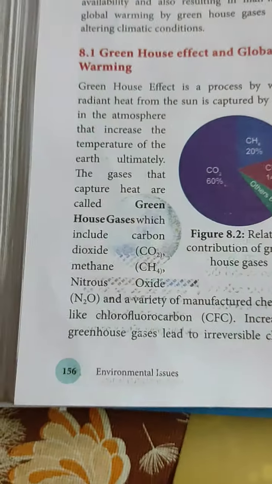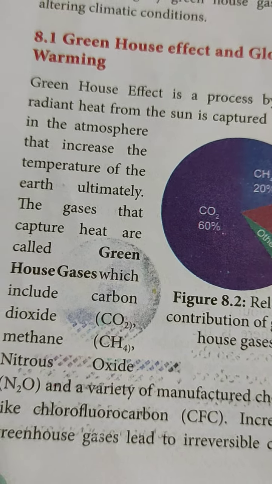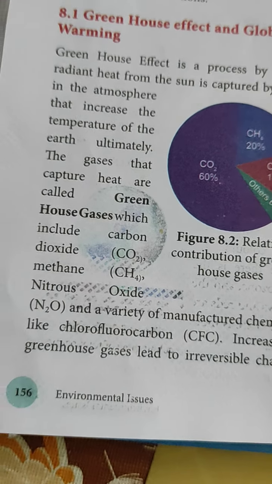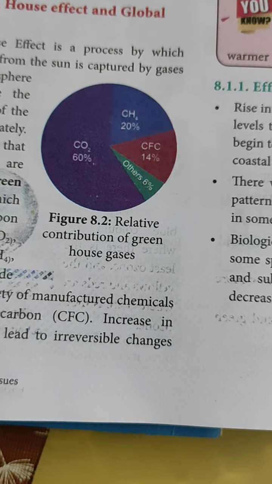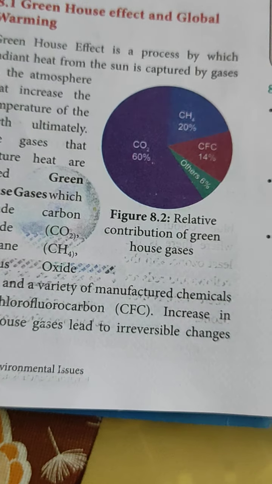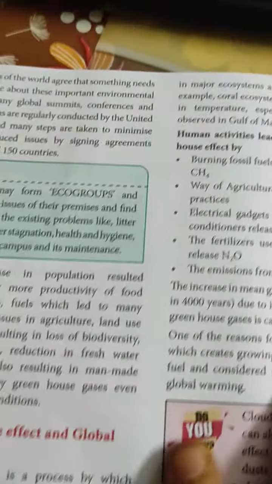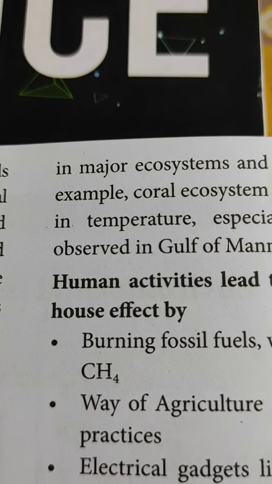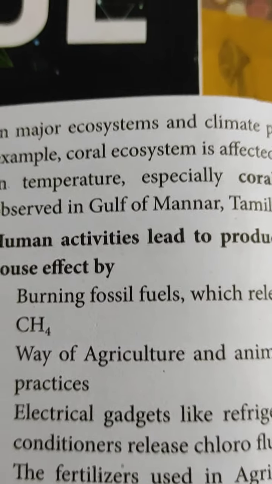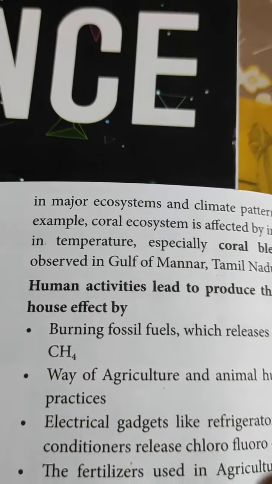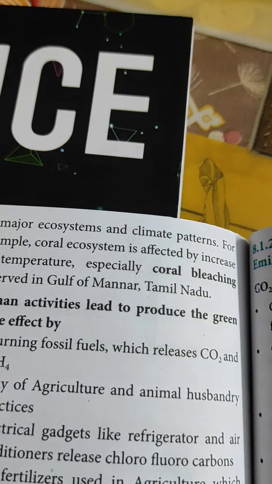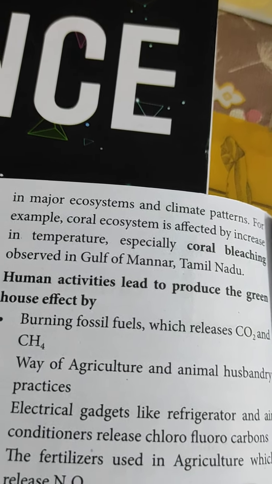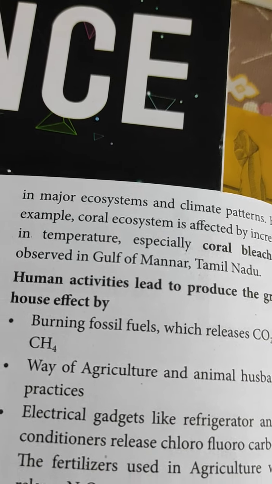What are the gases capturing the heat? They are carbon dioxide, methane, CH4, nitrous oxide and a variety of manufactured chemicals like chlorofluorocarbon, CFC. Increase in greenhouse gases leads to irreversible changes in major ecosystems and climate patterns. Once it is changing, it is very difficult to bring them back to the normal condition. For example, coral ecosystem is affected by increase in temperature, especially the coral bleaching observed in the Gulf of Mannar in Tamil Nadu.